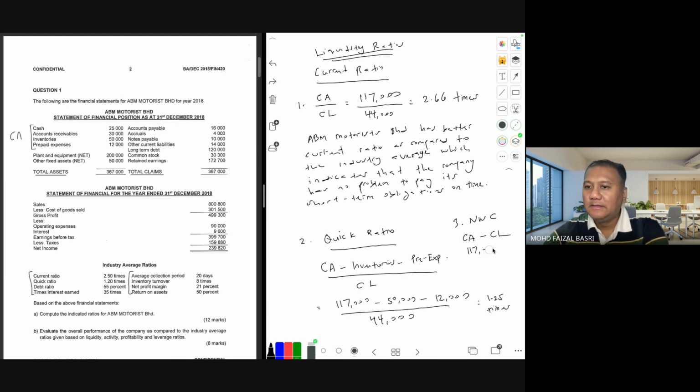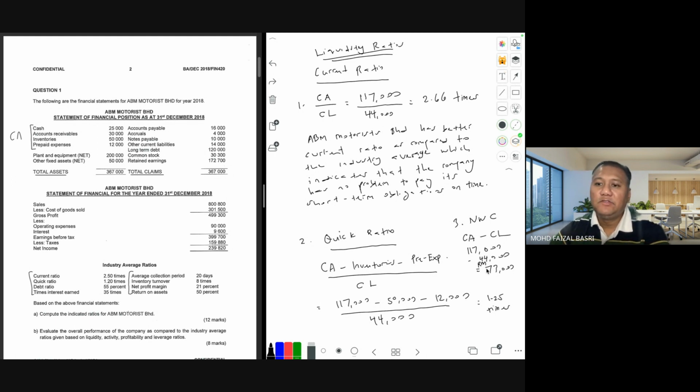Silap tulis. Okay, 117,000 minus 44,000. And berapa ni? 117 minus 44, so it's 73,000. Okay, so this one, the answer is in ringgit. Dalam case kita ringgit lah.